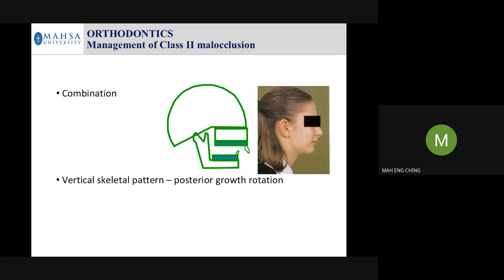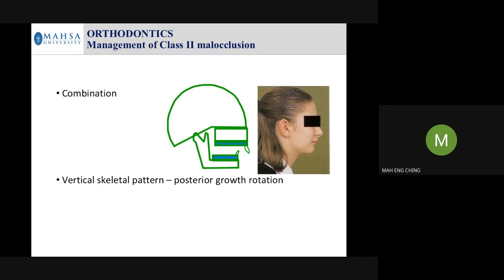Then the other one, we call it vertical skeletal pattern discrepancy. I think everyone can try this exercise at home. If you open your mouth a little bit, you will notice your mandible rotates backward and makes you more Class 2. Look in the mirror from the side: if you open your mouth, your mandible rotates backward and makes you more Class 2.